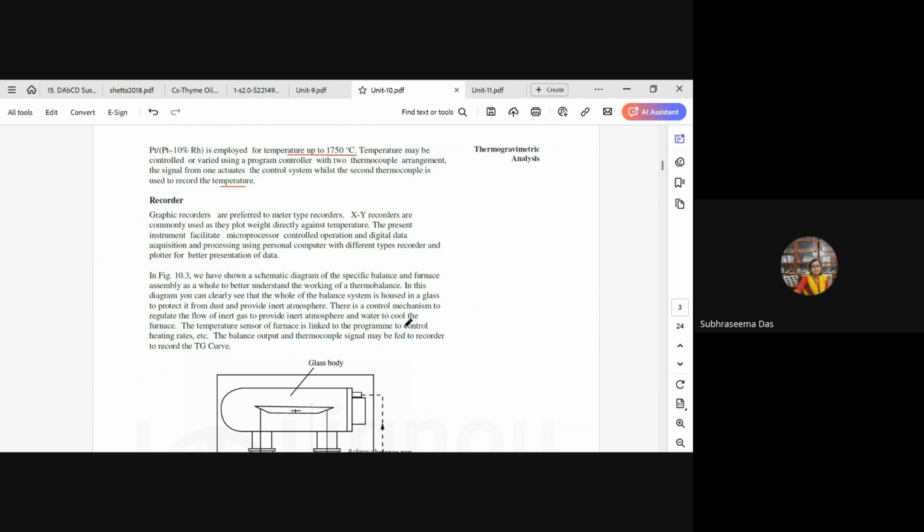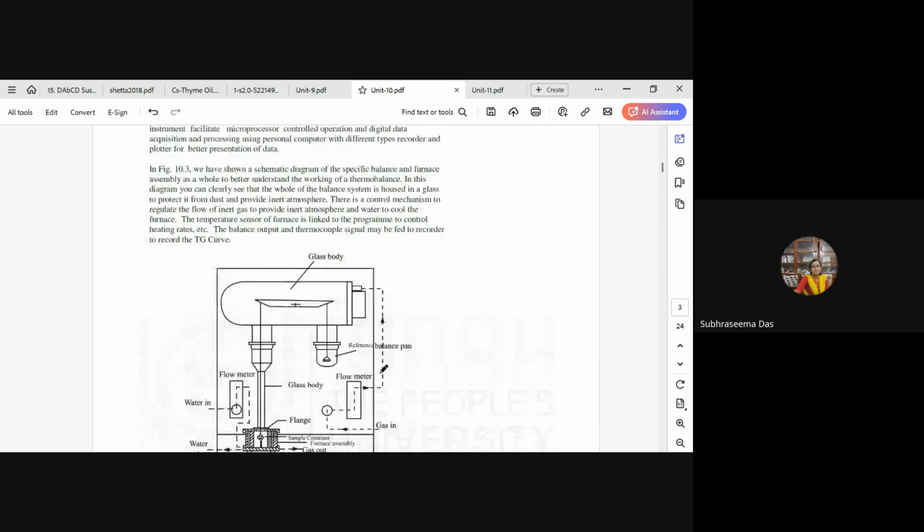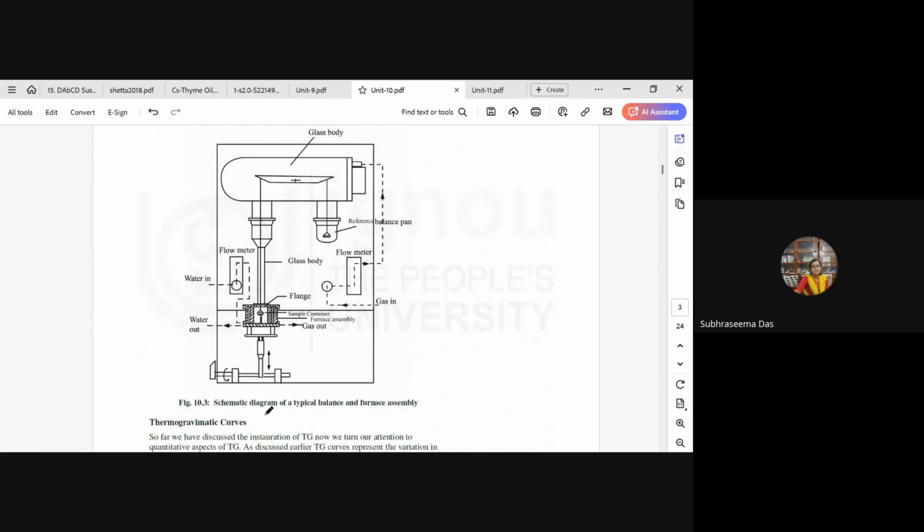The XY recorders are commonly used because they plot the weight directly versus the temperature. The present instrument facilitates microprocessor controlled operation and digital data acquisition and processing using a personal computer with different types of recorder. So here in figure 10.3, it shows a schematic diagram of a typical balance and furnace assembly.